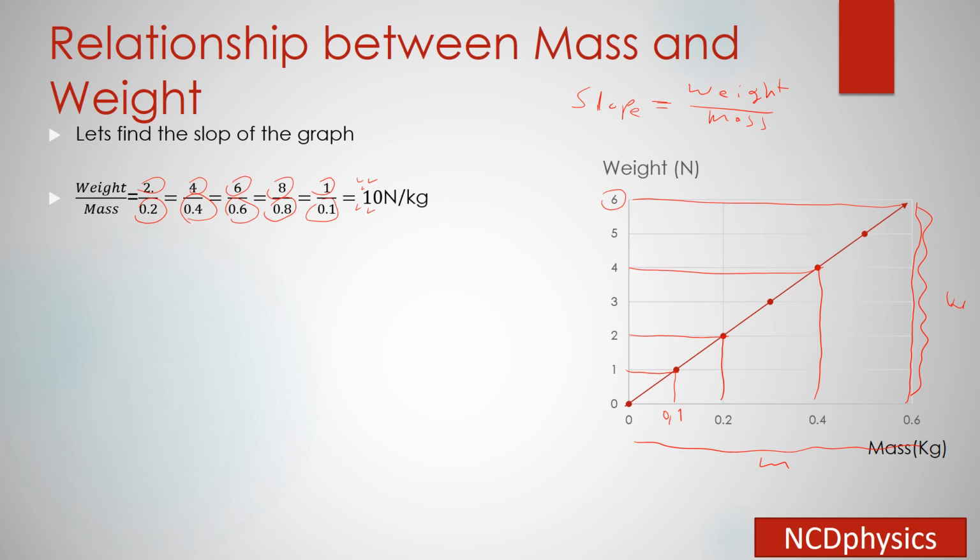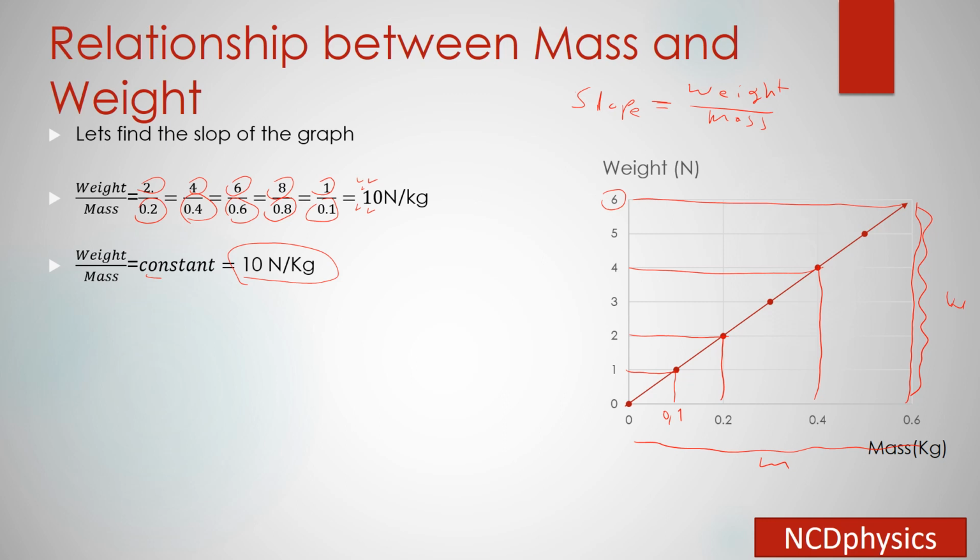So from all this calculation we are always finding 10, isn't it? So 10 Newton per kilogram is a constant. Weight over mass is always a constant and its value is equal to 10 Newton per kilogram.